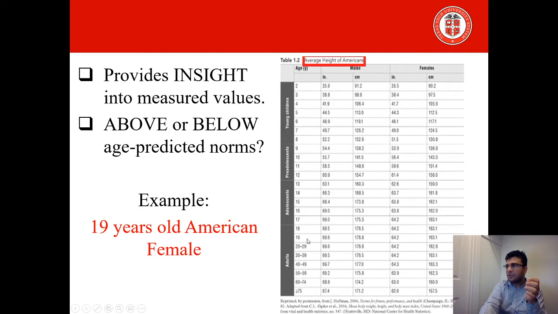Depending upon your gender, because it's a female, I'll ignore these two values and look into these two values. Now, depending upon your height in inches or centimeters, you just want to compare where you are in this data table. For example, if your height is, let's say, 170, and the average height is 162, you are approximately 8 centimeters taller than your average age, gender, and ethnicity peers.